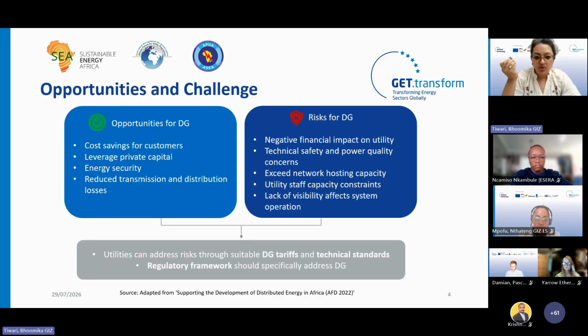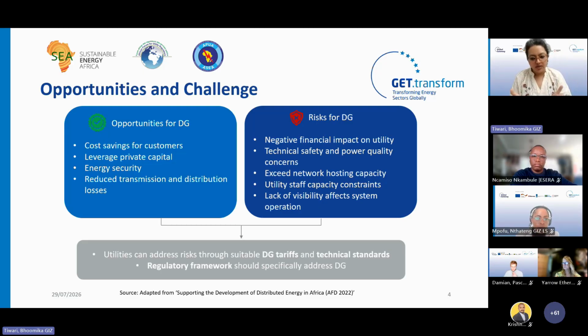The same with network hosting capacities, to ensure that there is safe integration of renewable energy into the main grid, so that it's not being overwhelmed, for instance. And then also, very importantly, what I talked about at the very beginning, a lack of visibility. If we do not have data, and we do not know what we need to manage, then this is going to affect the system operation, and you cannot manage what you do not see.